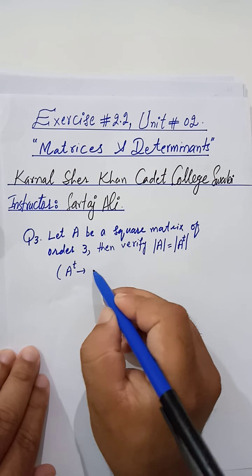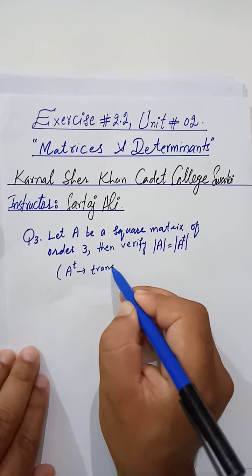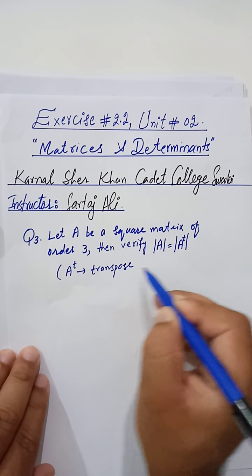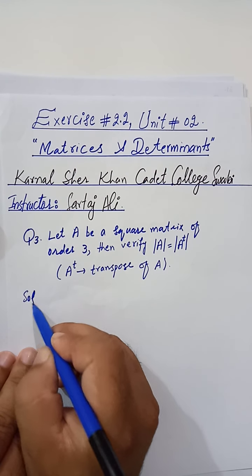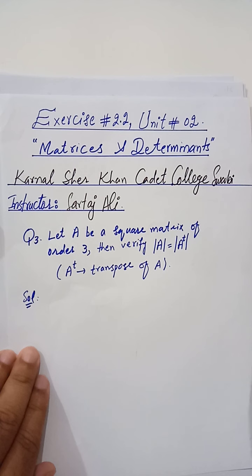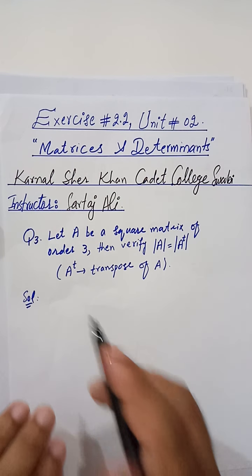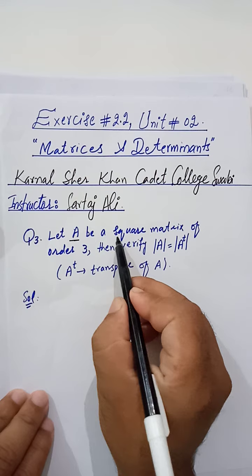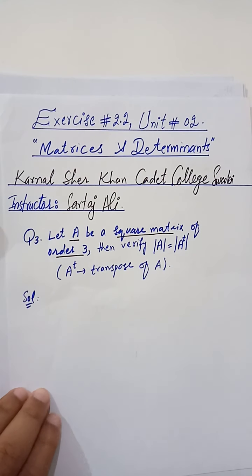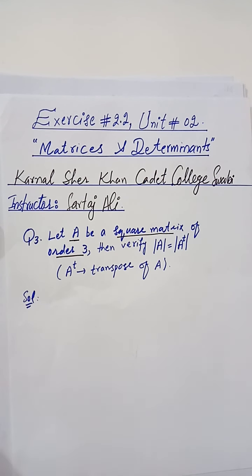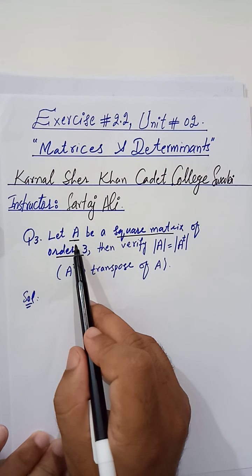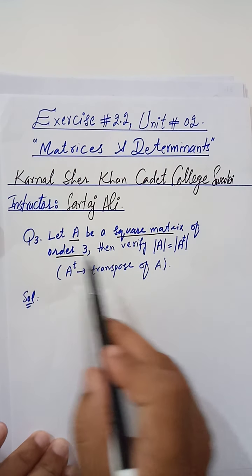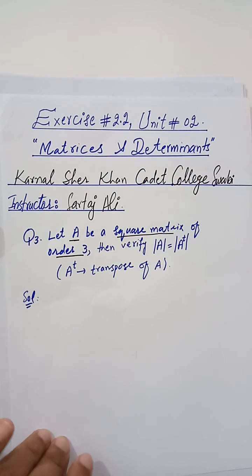This represents the transpose of A. This is the question. Now this question is given in the general form. Here a matrix A is given, which is a square matrix of order 3, mean in this square matrix A we have 3 rows and 3 columns, and we need to verify, we need to prove that the determinant of the given 3 by 3 square matrix is equal to the determinant of the transpose of this square matrix A.